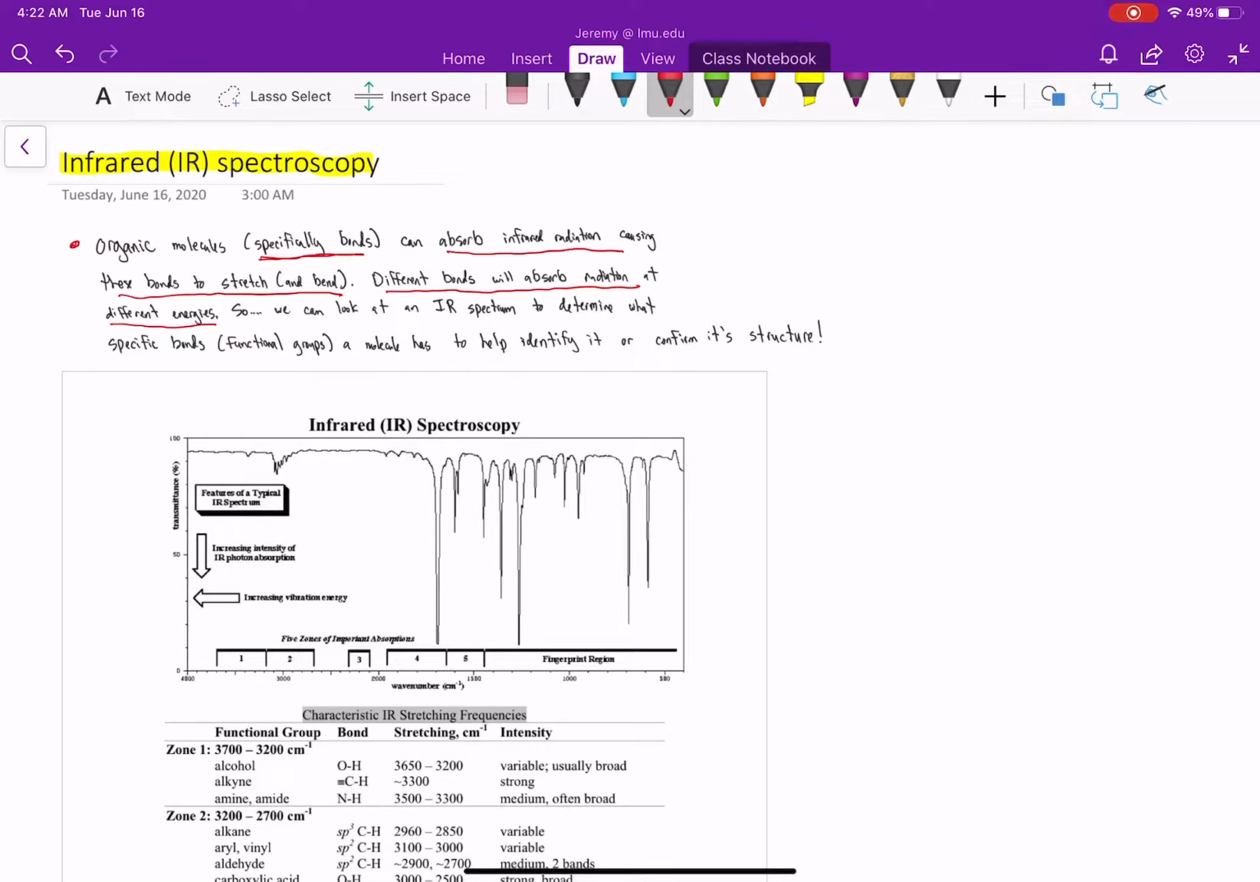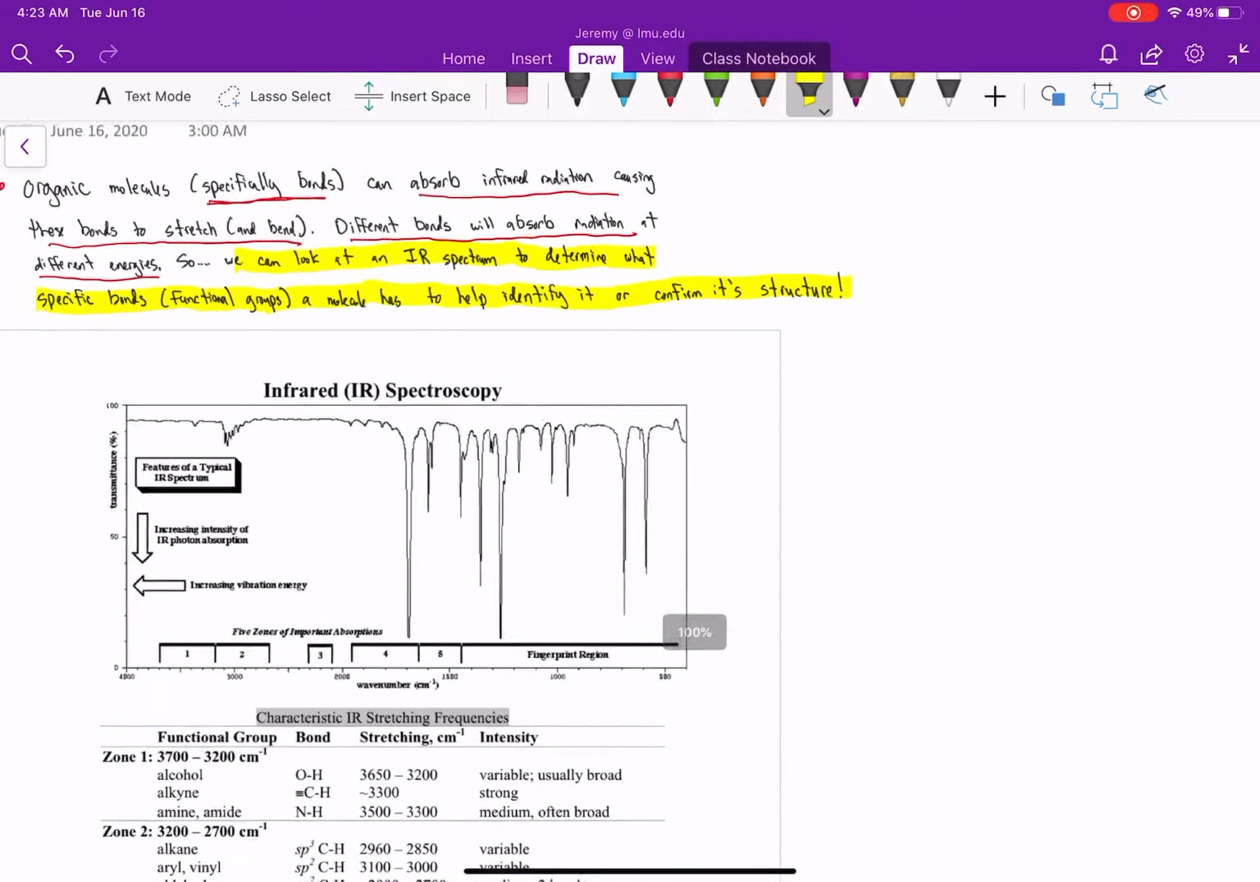A CH bond, an sp2 carbon to an H, a C double bond O will all absorb infrared radiation at different energy levels. So what that really means is we can look at an IR spectrum of a molecule to determine what specific bonds, or really functional groups, that molecule has, as a way to help identify the molecule or really confirm its structure. This is the fundamental principle of infrared spectroscopy.